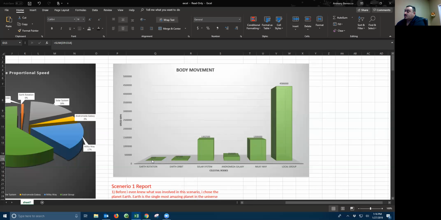You can see the Earth's rotation is minimal. That's why it's 0%. It shows on the graph. The Earth's orbit, 67,000, shows as 1%, and etc. Moving on to the report.